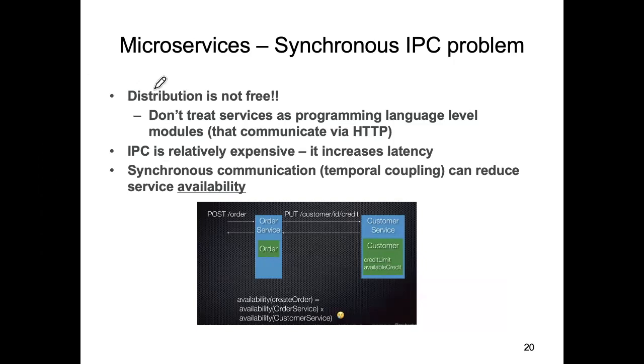The other, sticking with the same coupling issue, we're talking here about the synchronous IPC problem, which is another way of approaching this coupling problem, or viewing this coupling problem. So I'm saying a distribution. So our services are now running on separate nodes, if you like, and they're communicating over a network. Hence, they are distributed. But that distribution, we're saying, is not free.